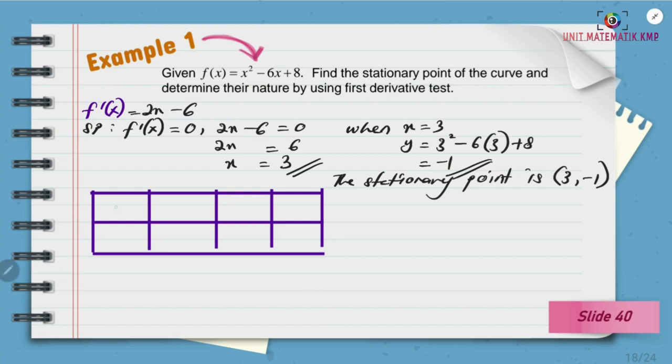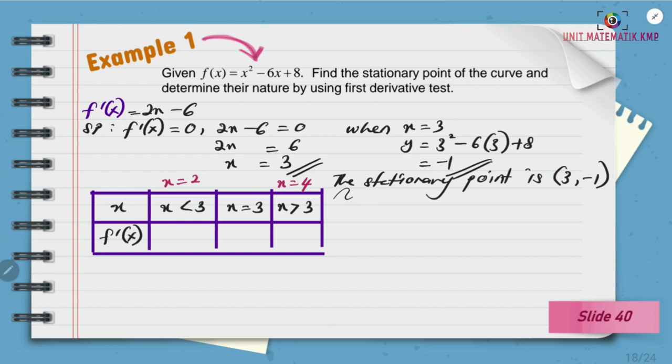The first row is the interval of x and the second row is the sign of f prime x. The middle when x equal to 3, the left hand side when x less than 3, and the right hand side x more than 3. Then we try to substitute. When x less than 3, we write x equal to 2. And when x greater than 3, we write x equal to 4.